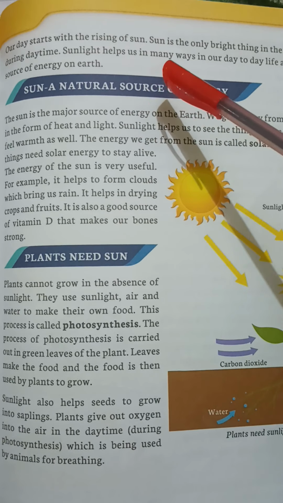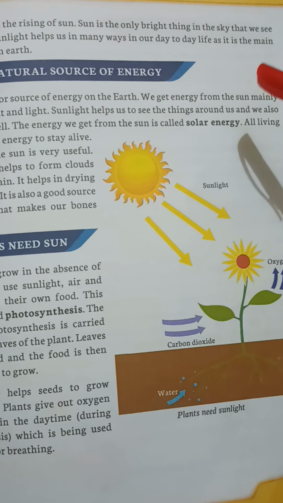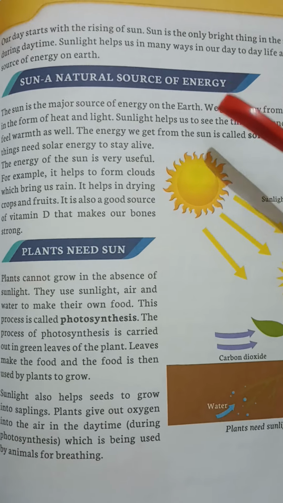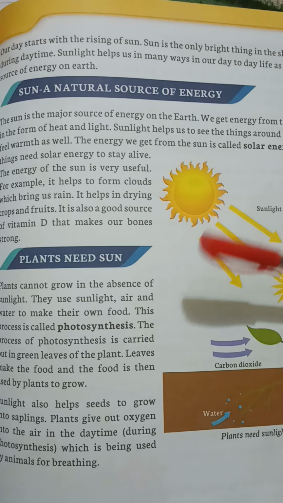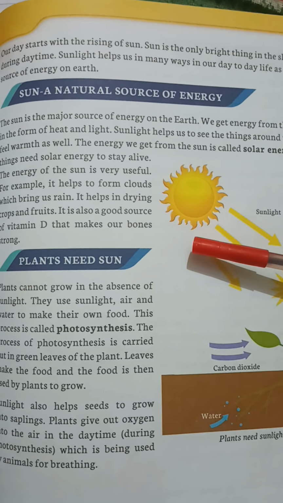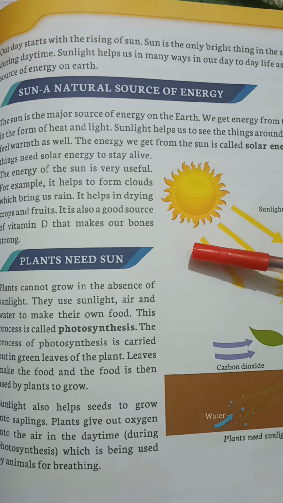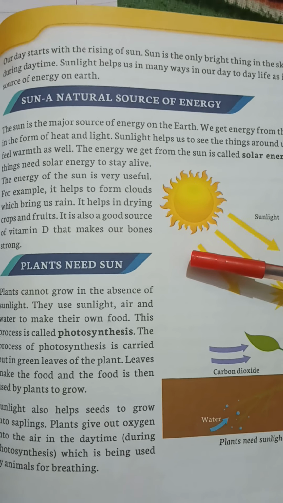Sunlight helps us in many ways in our day-to-day life, as it is the main source of energy on earth. As I told you, the sun is the only major source of energy, and it gives light as well as heat energy.